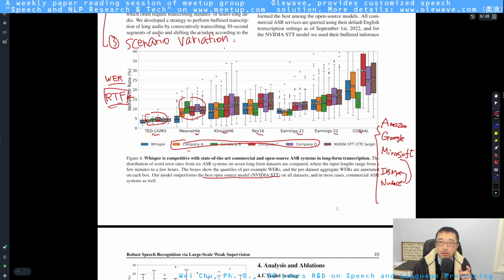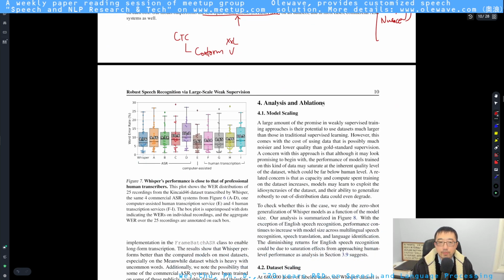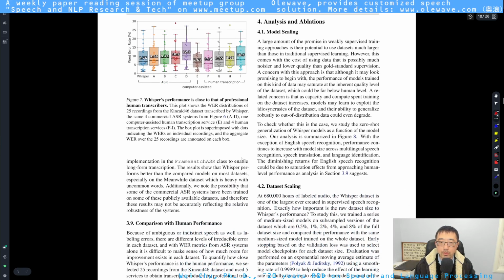And also, one of my LinkedIn friends mentioned that this is indeed not the best NVIDIA STT model. The best STT model is like XL or something. It's not the CTC model. CTC models are usually worse than the conformer models people are training right now. And they also have tried to say that this is better than or almost as good as human transcription. But like I mentioned before, this does not stand up very well to me.